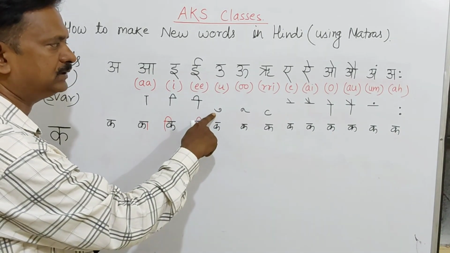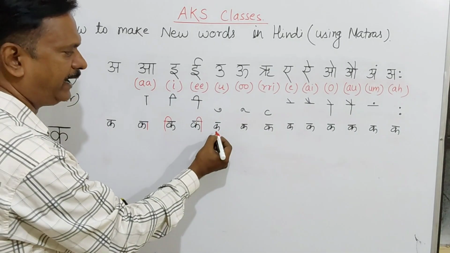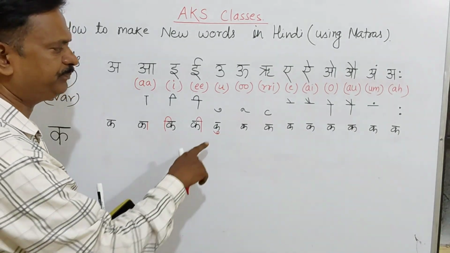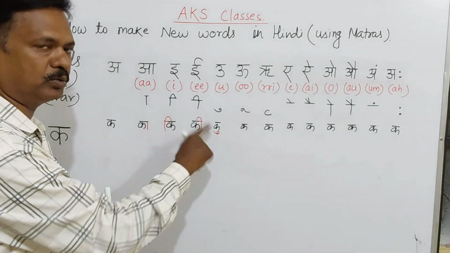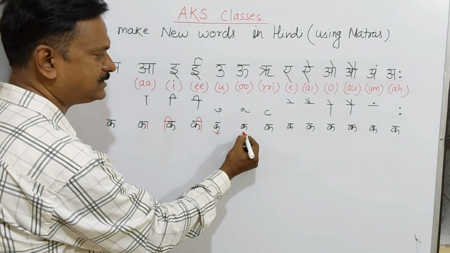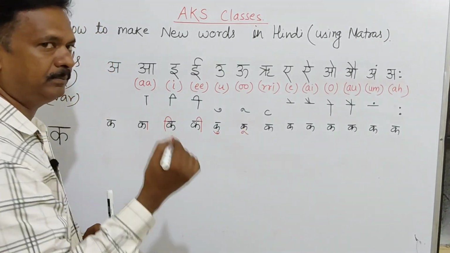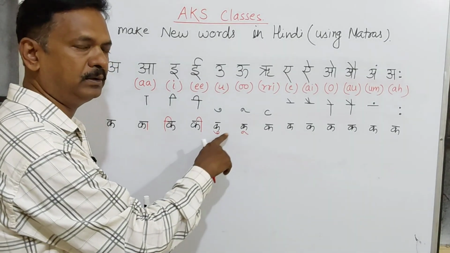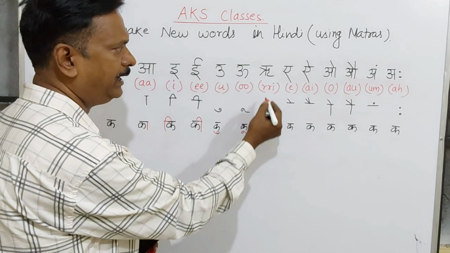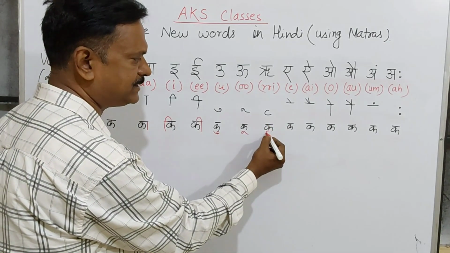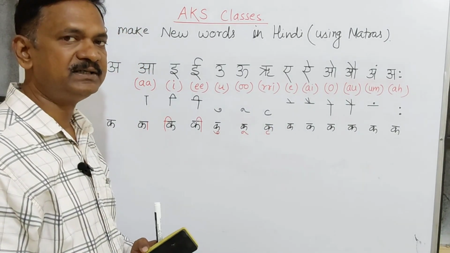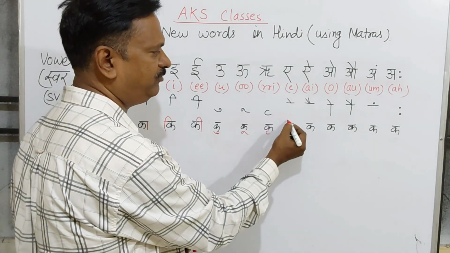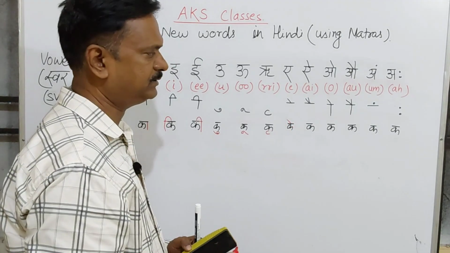Now, the matra for the short u sound is added below the consonant. It becomes ku, the small one. And for the larger oo sound, we add the matra below the consonant too. It is ku and koo. And for the ri sound, we add this symbol here. It becomes kri.